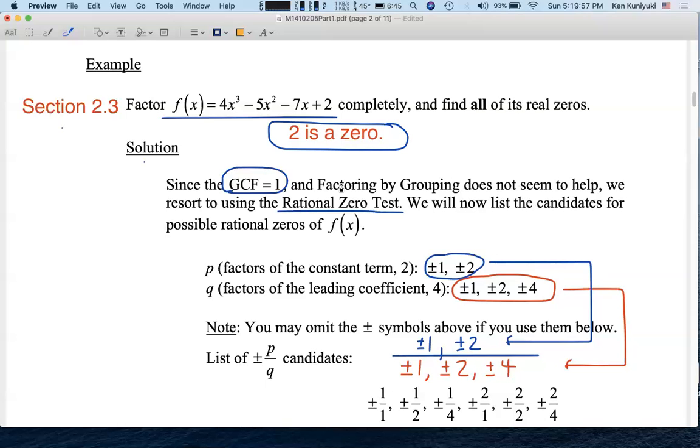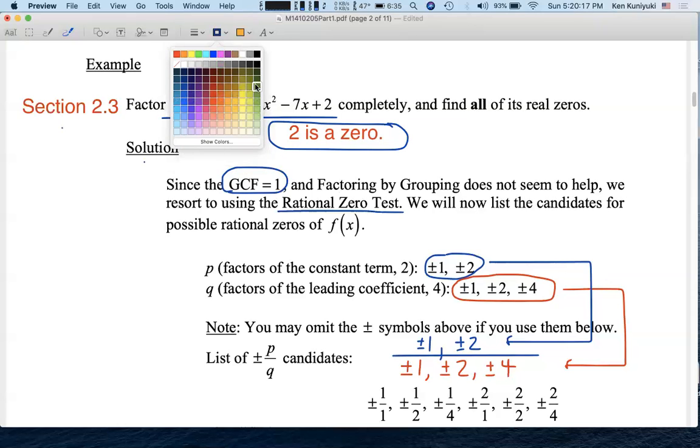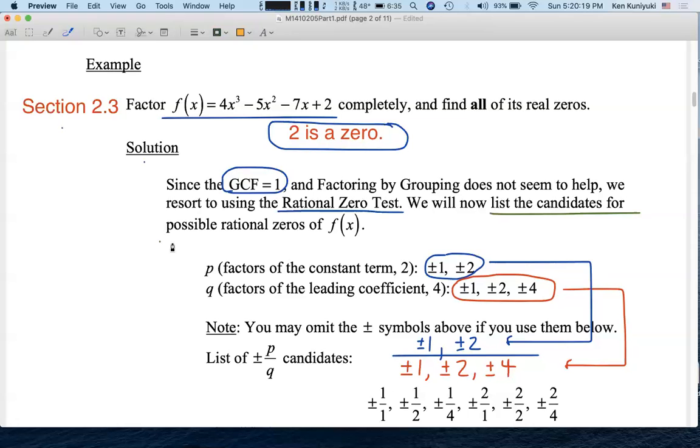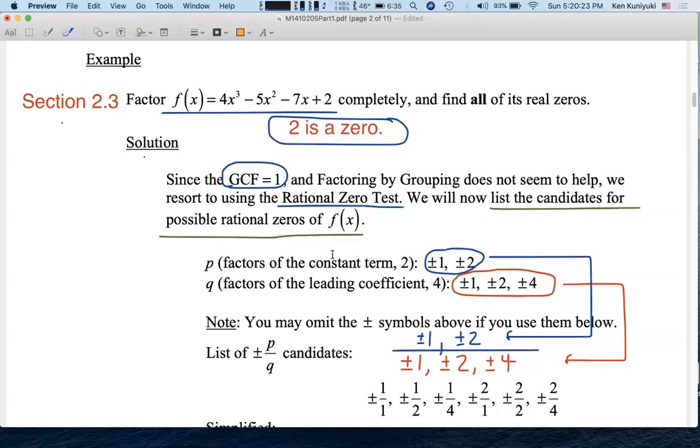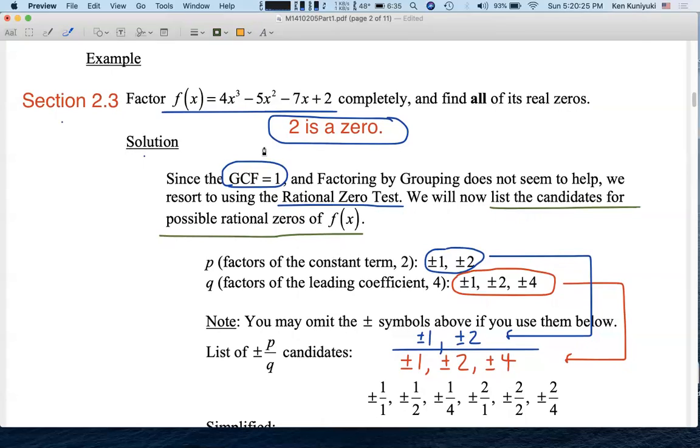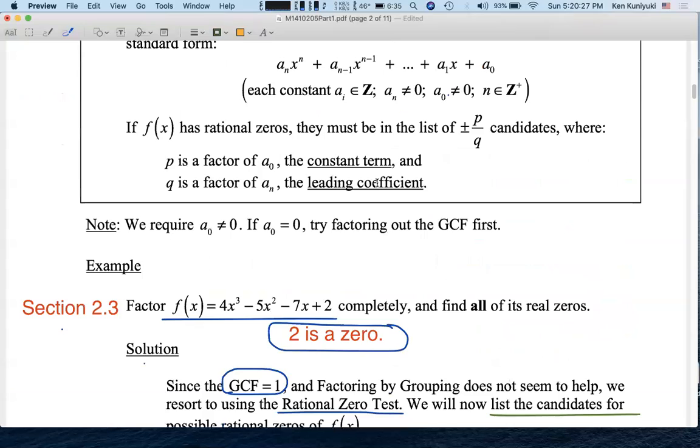Now, it would be really helpful if we could get a nice finite list of possible rational zeros. If this thing has a rational zero, what could it be? Is there a finite list that we could choose from? The rational zero test does exactly that. It allows us to list the candidates for the possible rational zeros of f. So here's how we apply the rational zero test, and then we'll discuss the theorem in general later on.